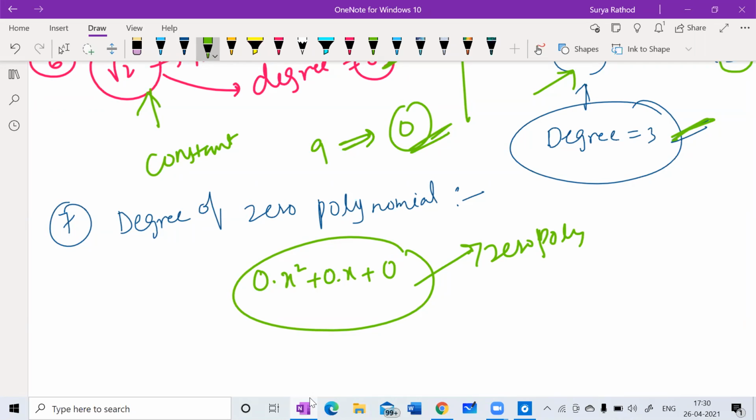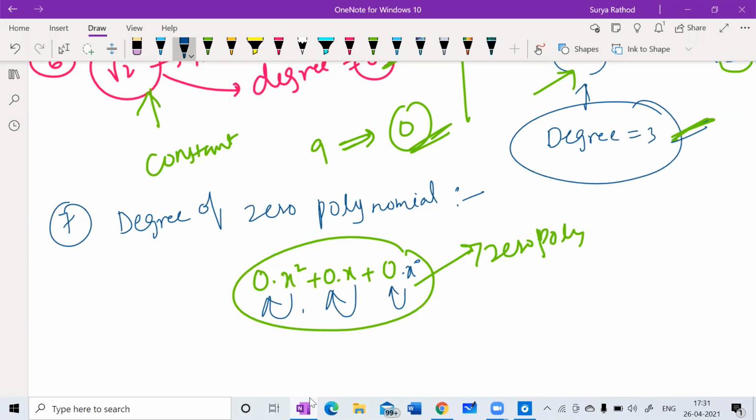A zero polynomial is an expression where all the coefficients are equal to 0. What is the coefficient of x square here? 0. What is the coefficient of x here? 0. What is the coefficient of x to the power 0 here? 0. So all coefficients are 0.